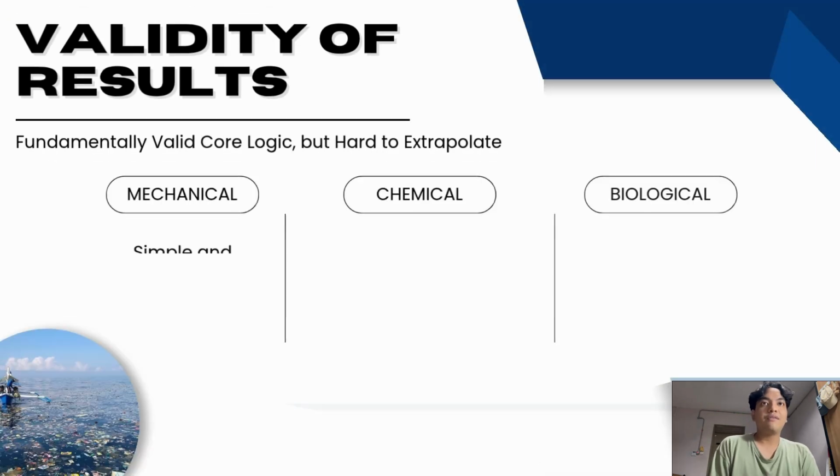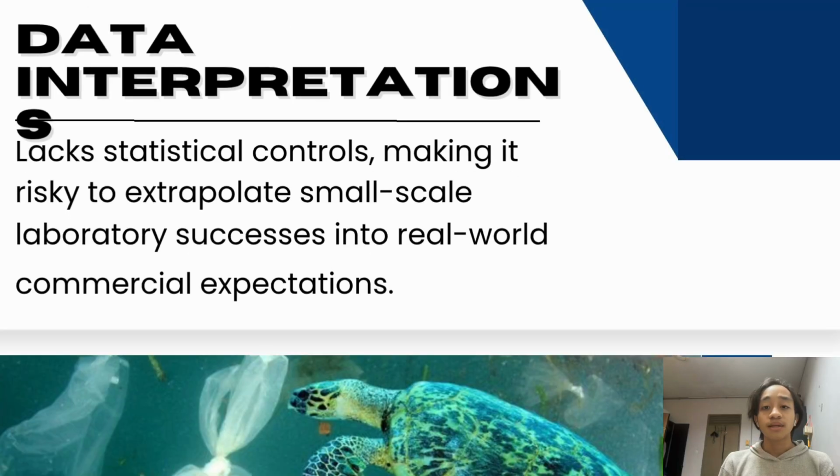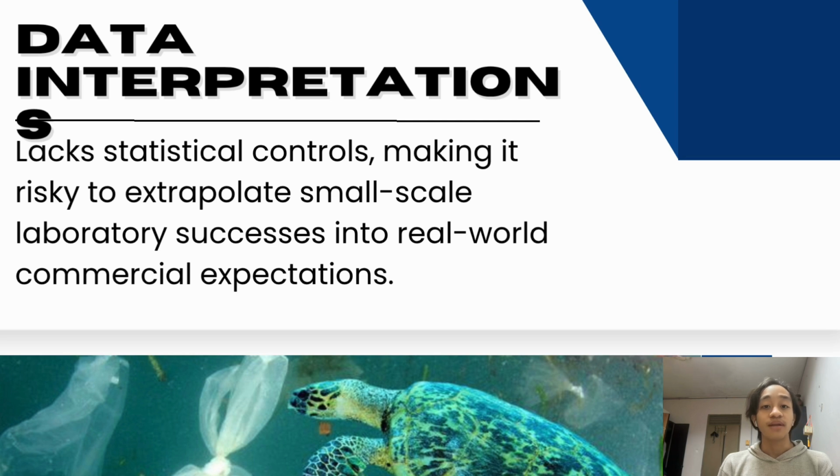To continue, we have the validity of results and data interpretation. Although the methodologies used are flawed, the qualitative conclusions are logically valid, with clear trade-offs of each of the mentioned methods of mechanical, chemical, and biological methods, showing that there is no single way to tackle effective plastic waste management. The big issue here is that because the authors didn't use statistical controls to smooth out data differences, it's a stretch to assume these lab results will work out the same way in real-world factories.